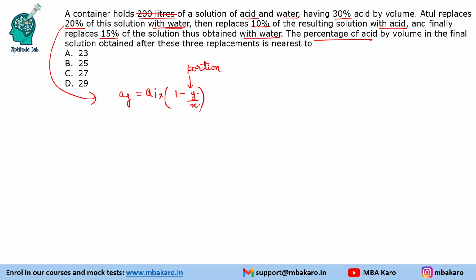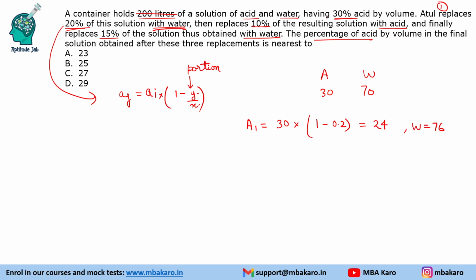Now in the first stage we are given that 30% acid and water is 70%. In the first scenario, what is he doing? He is replacing with water. So that means we'll have to calculate the acid. So acid after first transaction: 30 was the initial part, and now 20% is being replaced. 1 minus 20%, that means 0.2, right? 20% is 0.2, that is 24%. So acid becomes 24, water will be 76.